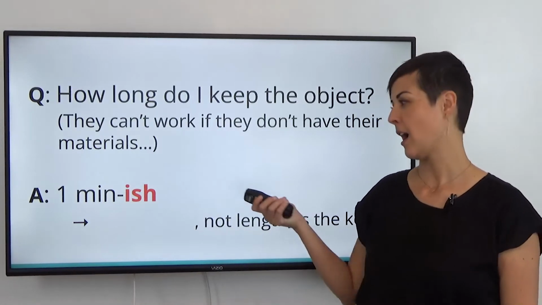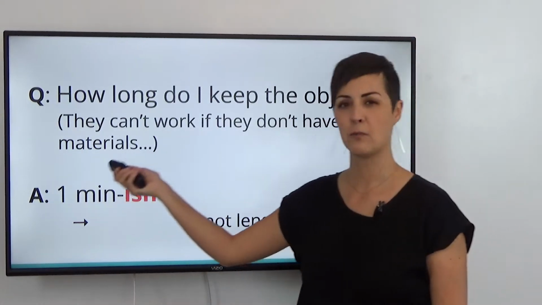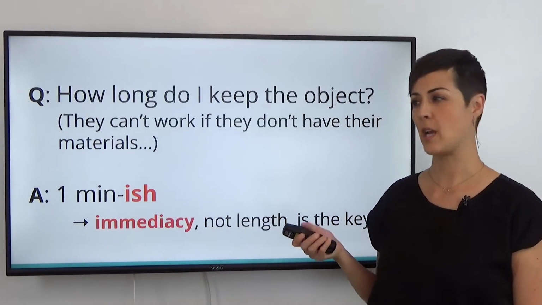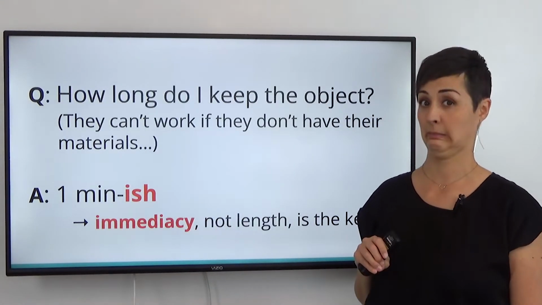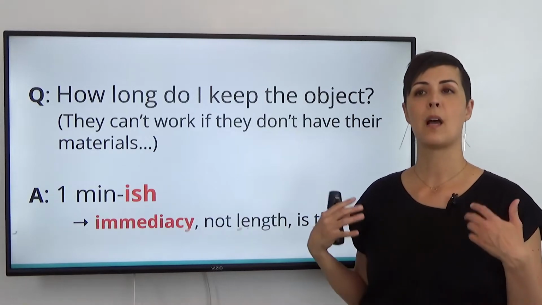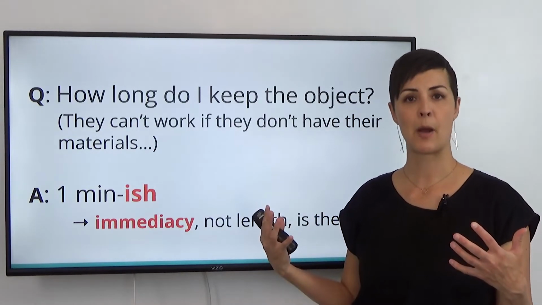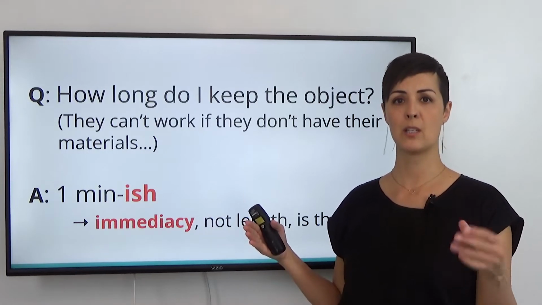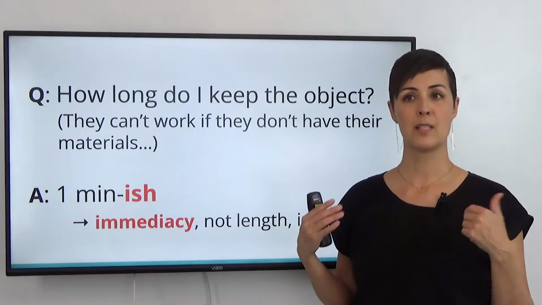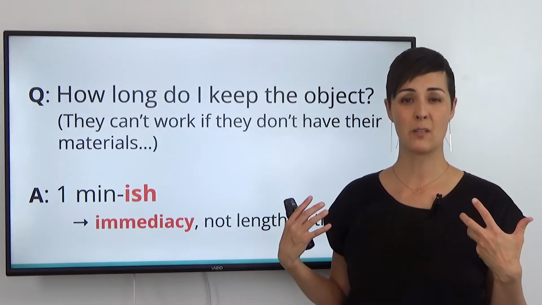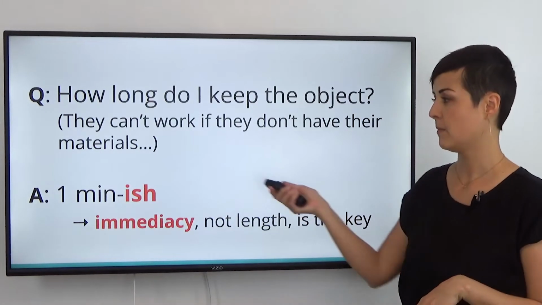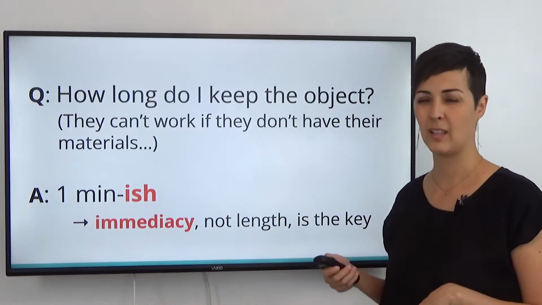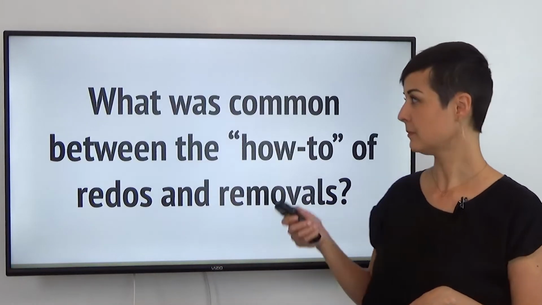I'm not so concerned about the length of time the object is removed for as I am the immediacy of removal. Why? Because I want to convey how serious I am about my expectations. If I've just given you an expectation and you don't meet that expectation, there's an immediate removal to signal that I meant what I said the first time I said it. So immediacy, not length, is the key to a removal.